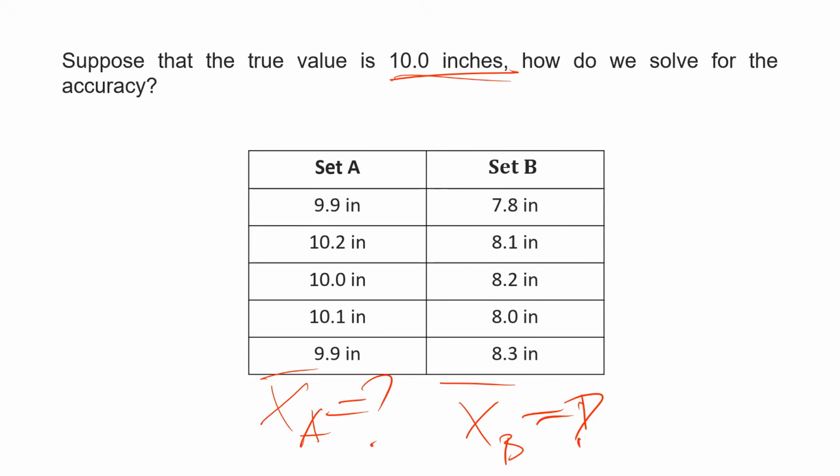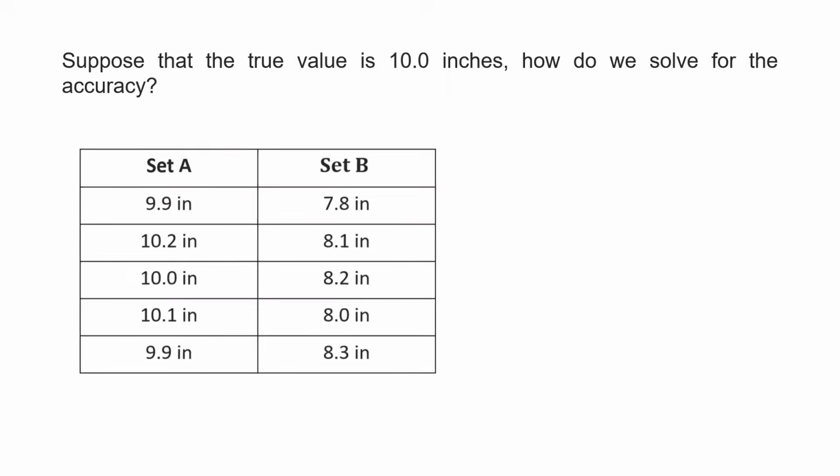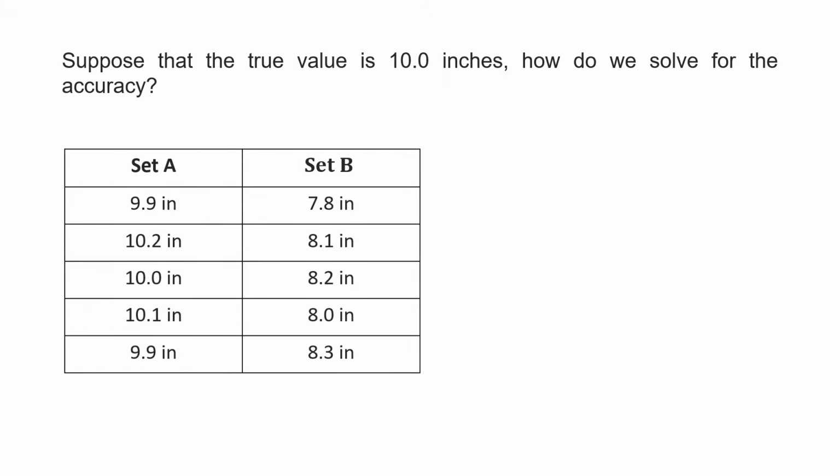So we don't know these values yet. To solve for the mean, the formula is mean is equal to the summation of x, where x is our individual observation. We have here 5 observations. So we get the sum of these 5 observations and then divide it by the number of observations. n here is equal to the number of observations. We have 1, 2, 3, 4, 5 observations for both set A and set B, so n is equal to 5.